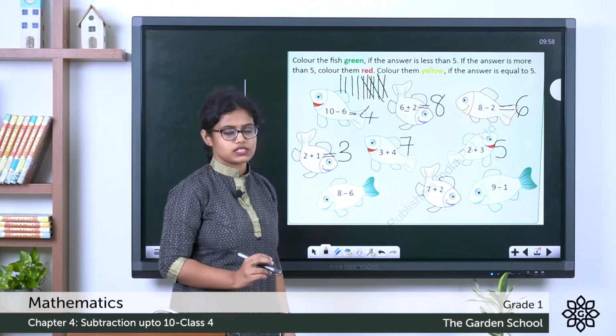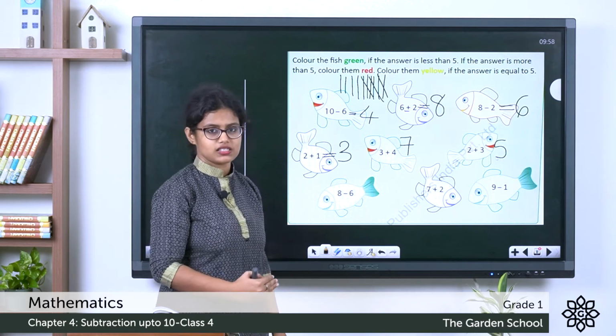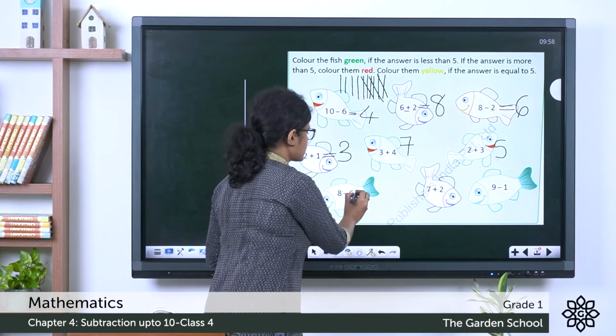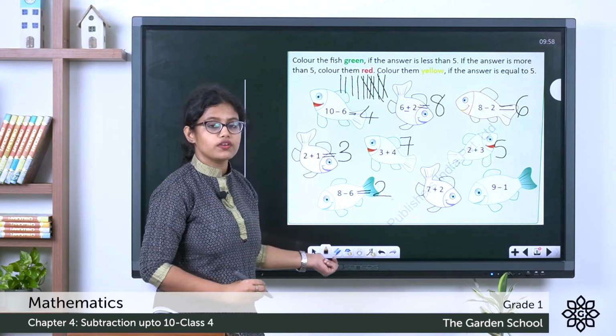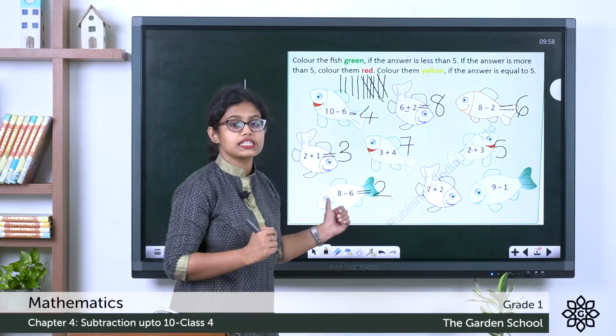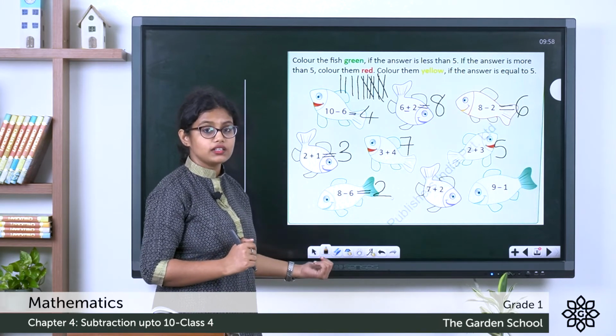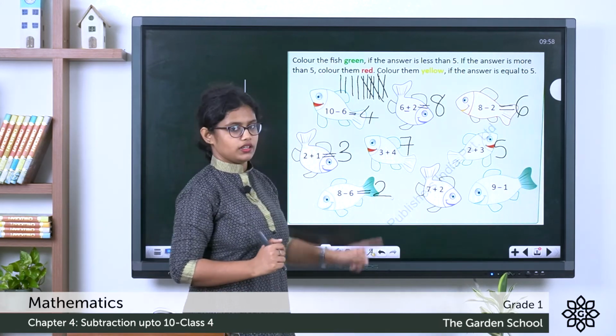8 minus 6. So what is 8 minus 6? 8 minus 6 equals 2. So is it more than 5 or less than 5? It is less than 5. So you have to color it green.